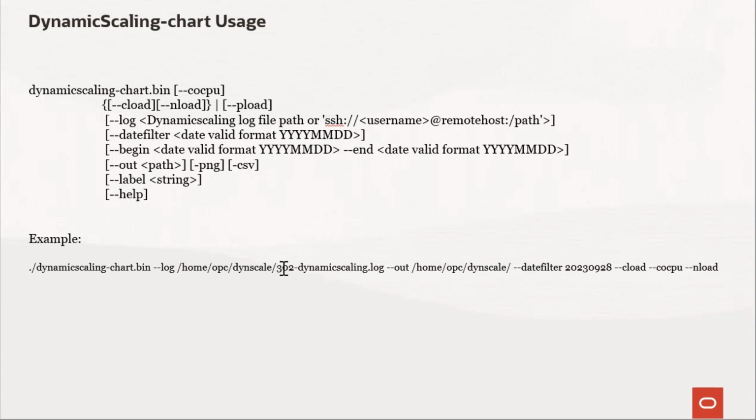In this example, I'm using a 302 dynamic scaling.log. This is my output folder where my output file will be stored. And this is the date filter I'm giving. So from my logs, only the data for the 28th September 2023 will be available.